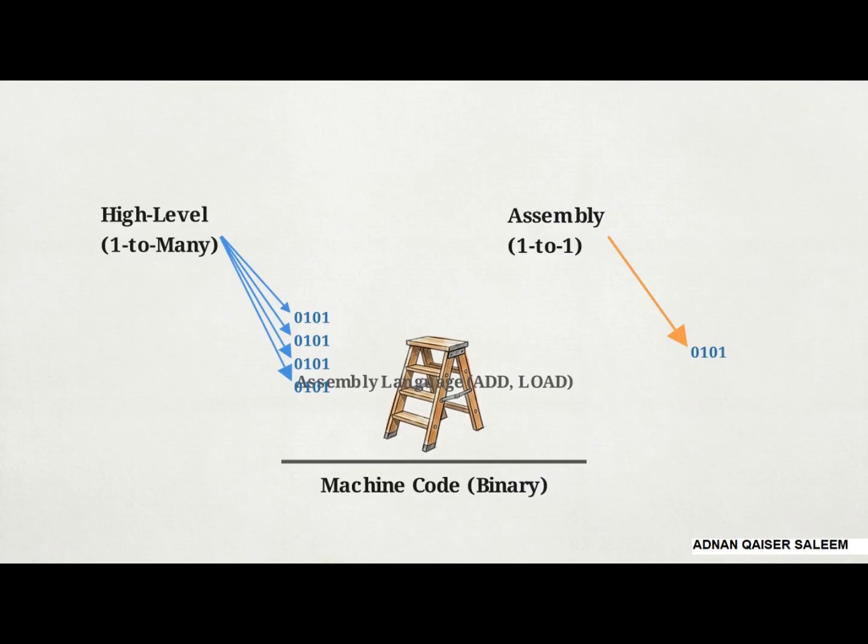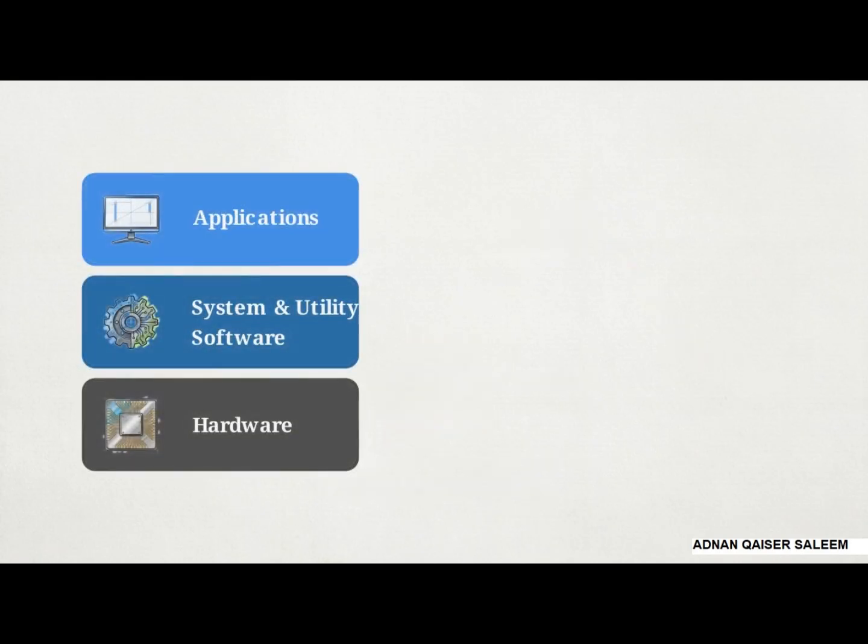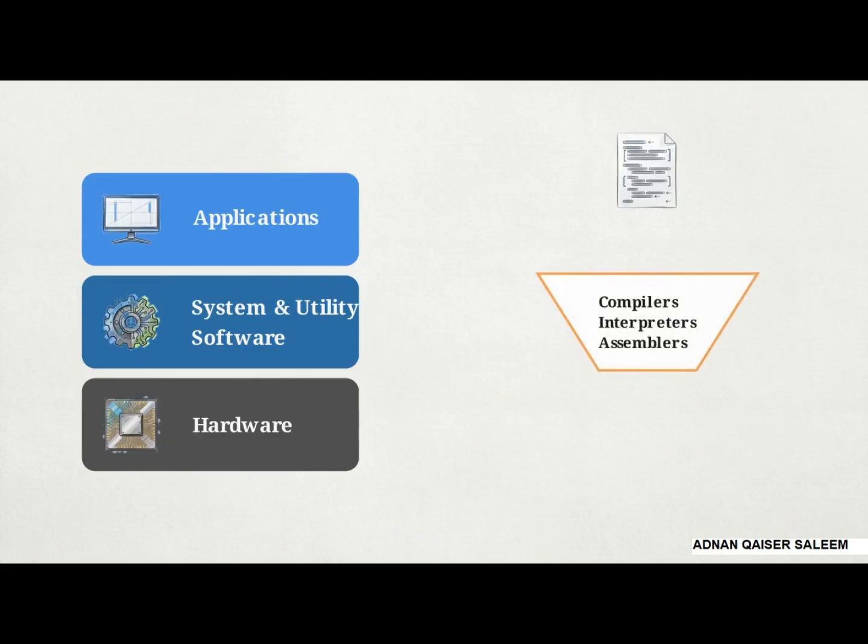To tie it all together, you have hardware at the base, managed by system and utility software, supporting the applications humans actually use. And to bridge the gap between those human-readable applications and the hardware, we rely on compilers, interpreters, and assemblers to make the code execute.